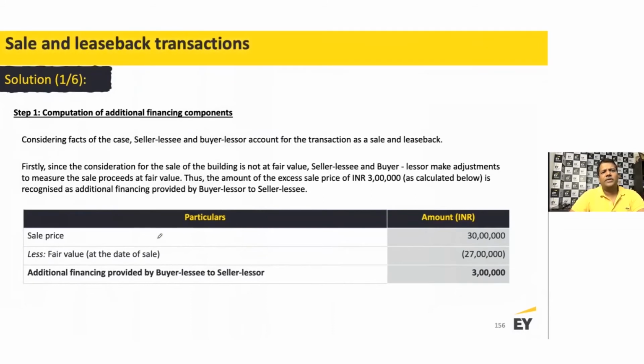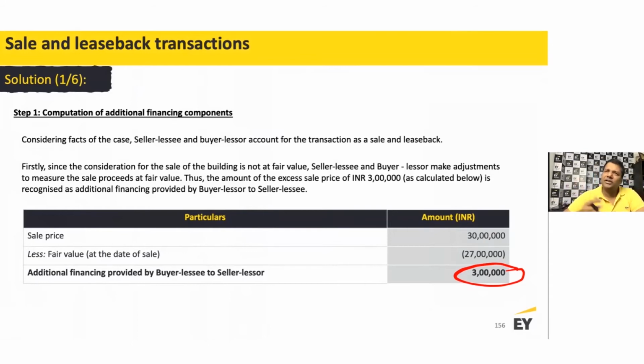Okay, so first I'm going to compute the financing. See, remember the fair value of the building is 27, but I've sold it for 30 lakhs. So 3 lakh rupees is step one, to be determined as the additional financing component. That's what the buyer has paid over and above the fair value.